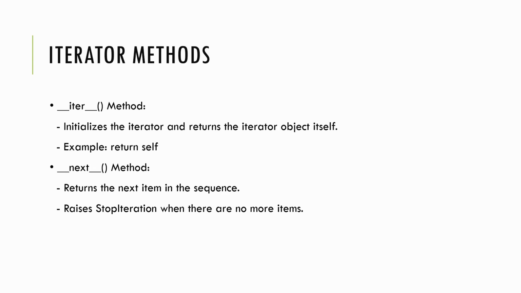Now let's look at the two main methods of an iterator. First, the iter method. This method initializes the iterator and returns the iterator object itself. It's required to make an object iterable. Next, we have the next method. This method returns the next item in the sequence. When there are no more items to return, it raises a stop iteration exception, signaling the end of the iteration.